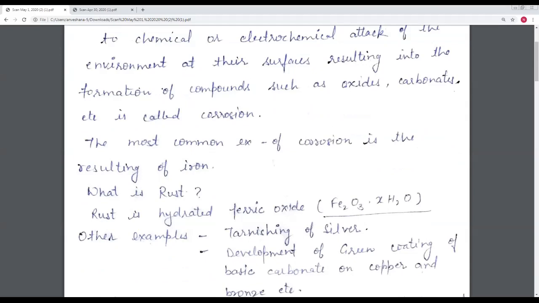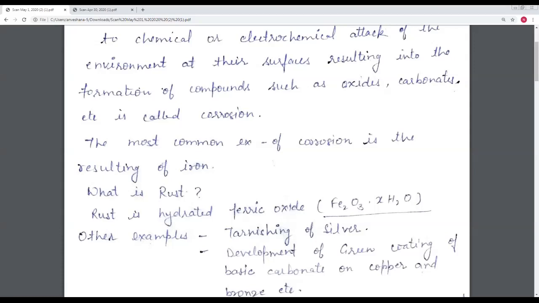The molecular formula of rust is Fe2O3 into X molecule of H2O. So this is the rust. If we remember, the molecular formula of rust is important. That is Fe2O3 into X molecule of water. This is the rust.